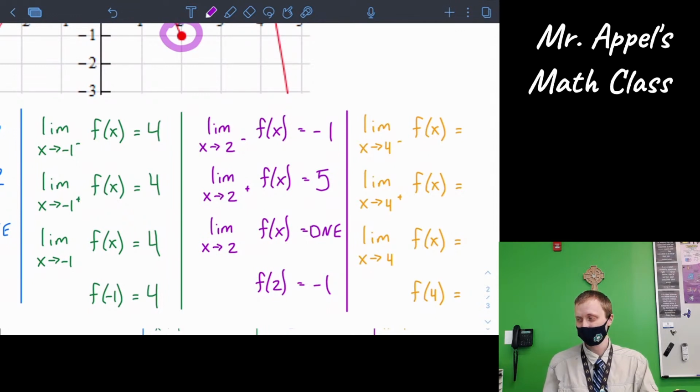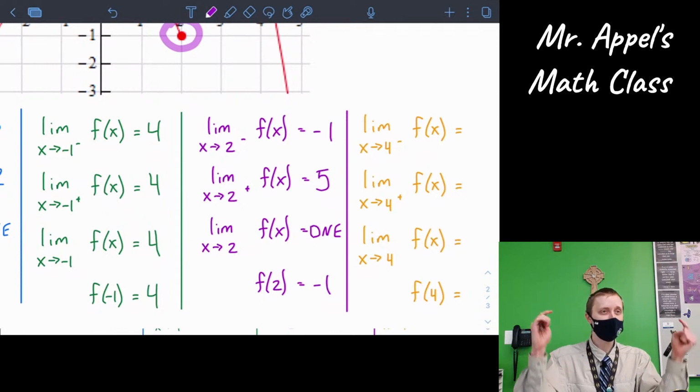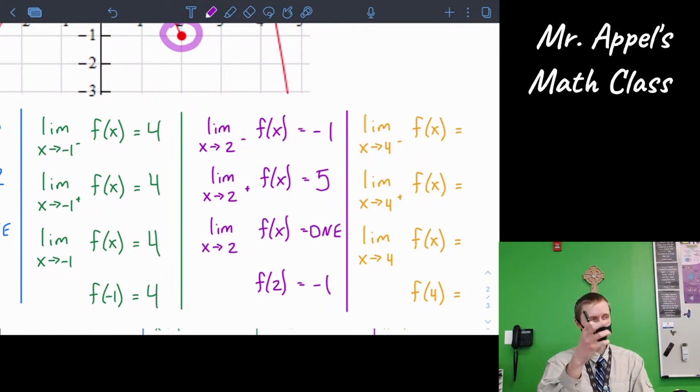Okay. Whenever the two sides don't match up, the whole limit is D and E. Correct.